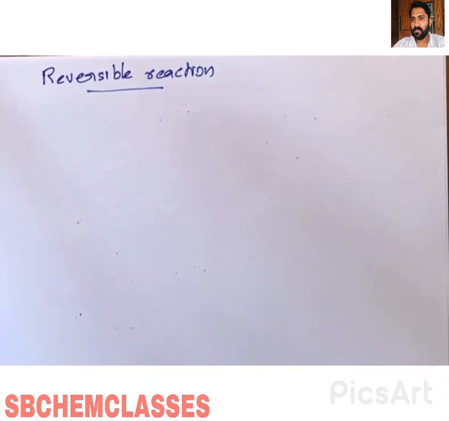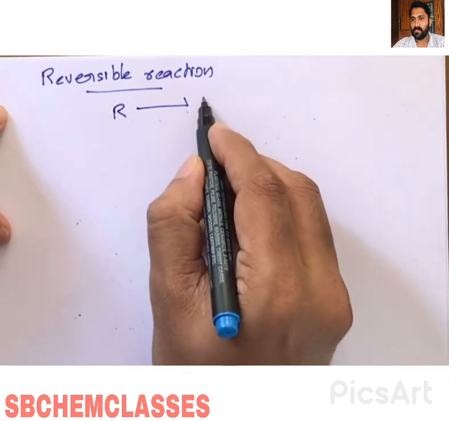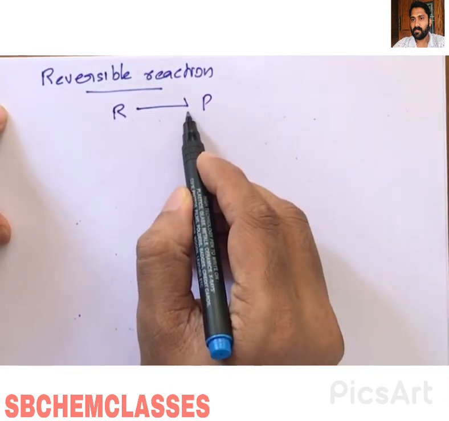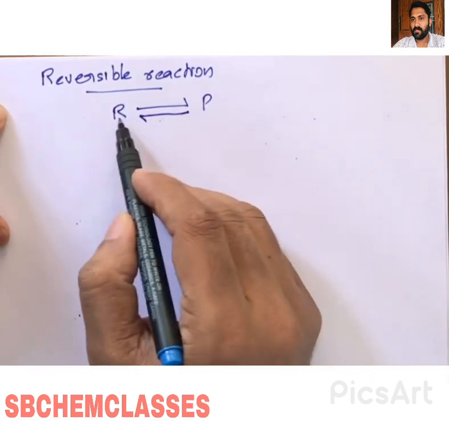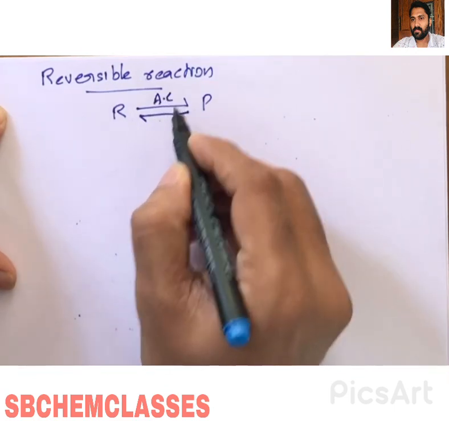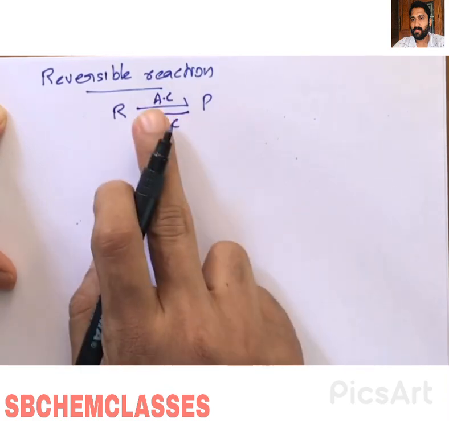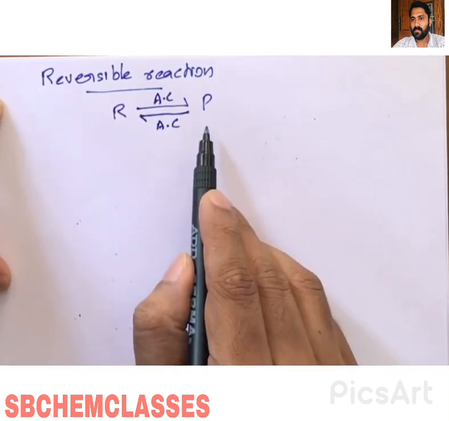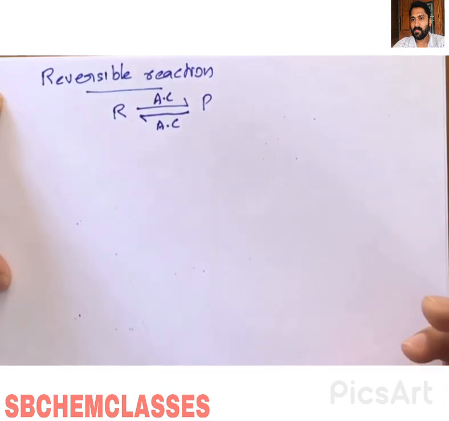Let's apply this Arrhenius theory in reversible reaction. Reversible reaction means reactant is converted to product and product is converted to reactant. These both reactions are carried out through same activated complex. So reactant is converted to product through one activated complex. Product is converted to reactant through same activated complex.